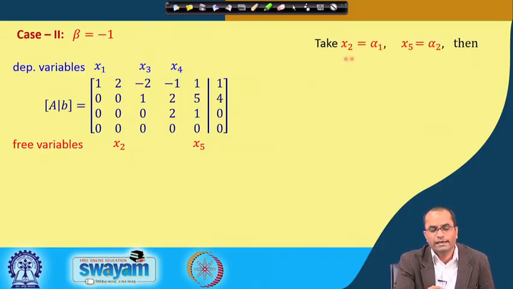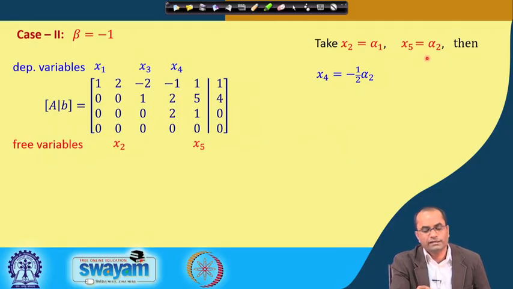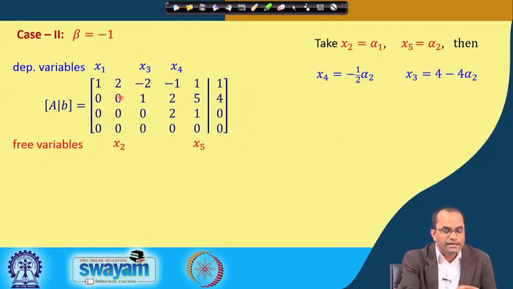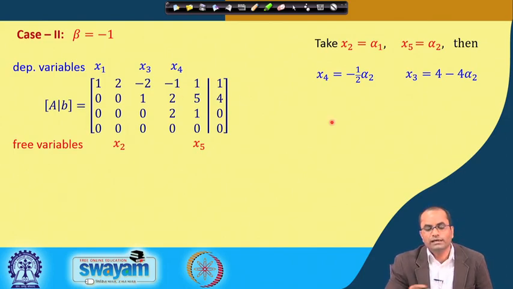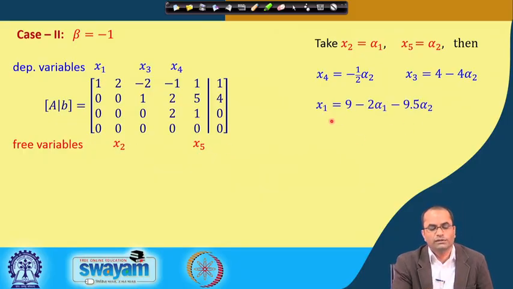So, we will take x2 as alpha 1 and x5 as alpha 2. In that case, from equation number 3 we can write down x4. From here, 2 times x4 is equal to minus x5, and x5 we have taken as alpha 2. So, x4 we can write down in terms of alpha 2. Similarly, x3 from equation number 2 we can write down in terms of these free variables, and also x1 from equation number 1 we can write down in terms of the free variables alpha 1 and alpha 2.